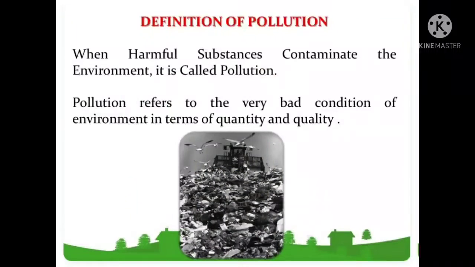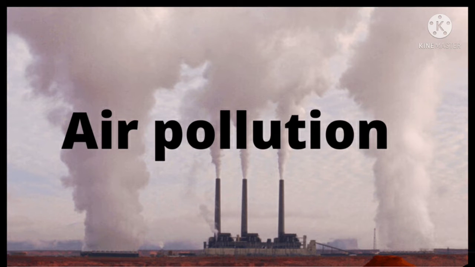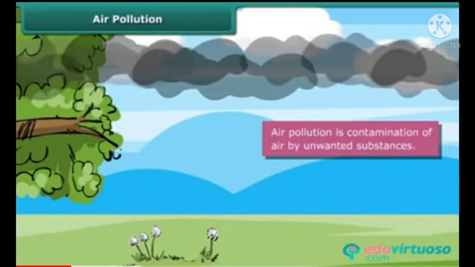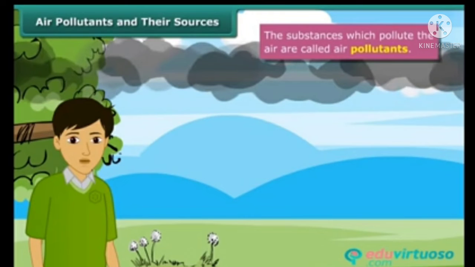So what is pollution? Let us learn more about air pollution in detail. When harmful substances contaminate the environment, it is called pollution. Pollution refers to the very bad condition of environment in terms of quantity and quality. First, we can learn about air pollution. What is air pollution? Air pollution is contamination of air by unwanted substances. The substances which pollute the air are called air pollutants.